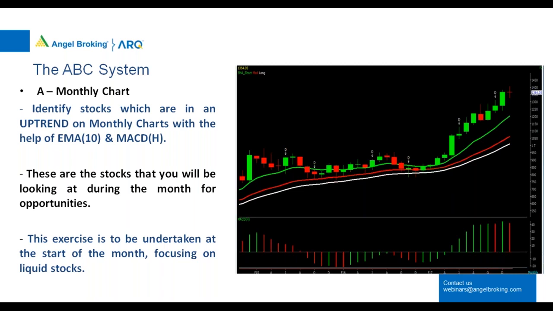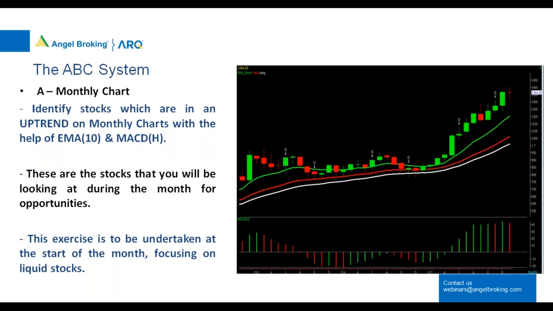So now we look at, first of all, the ABC system. In the ABC system, first we see the monthly chart. You always need to understand that you always start from the long-term view. Don't ever go down to the short-term view, because in this system we are first looking at the monthly charts, and in the monthly charts we are seeing how the overall chart is performing.